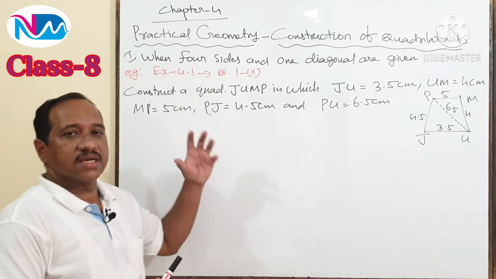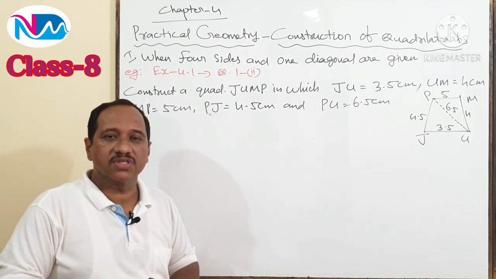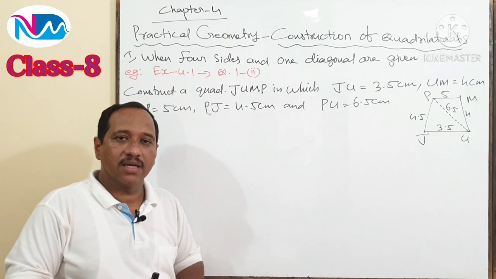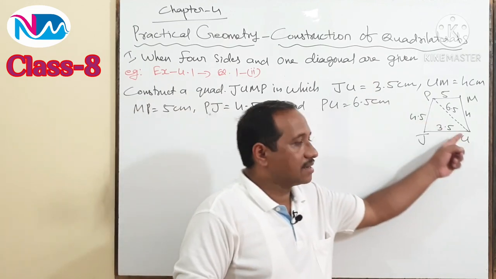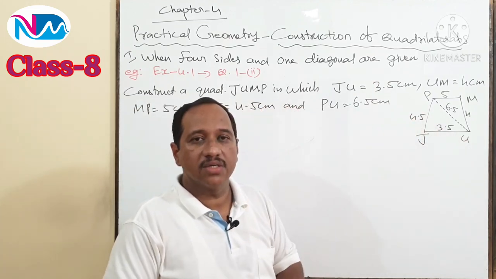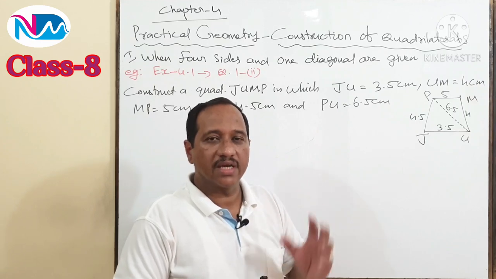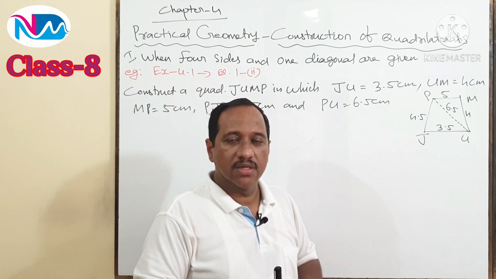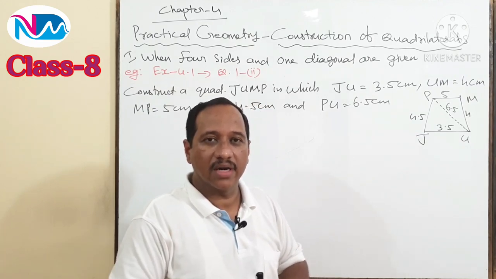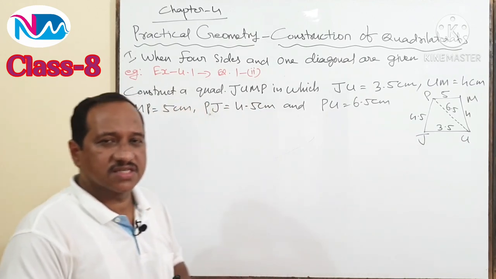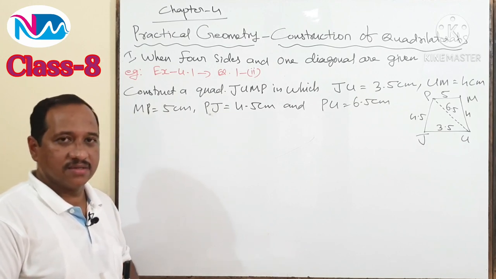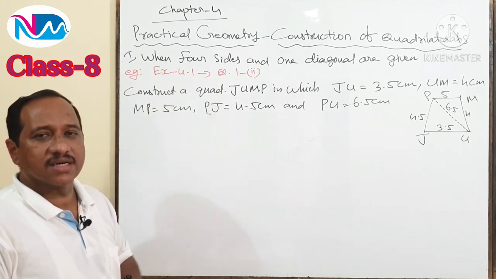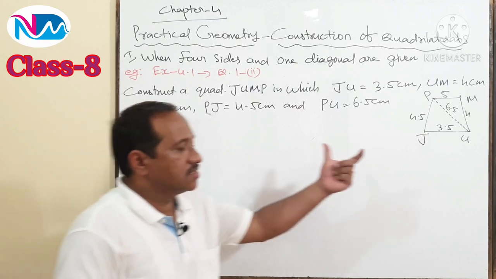So this is a construction of quadrilateral when 4 sides and 1 diagonal are given. When you join one diagonal, the quadrilateral is divided into 2 triangles. So here actually we are going to construct 2 triangles together so that we will get a quadrilateral. We can start the construction with any side. Here I am going to start the construction with the side JU.